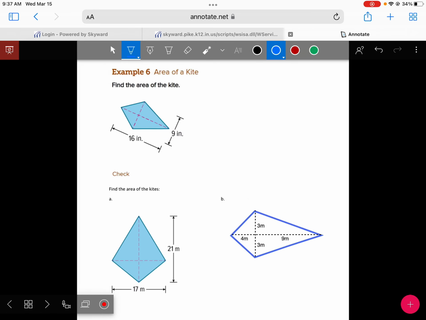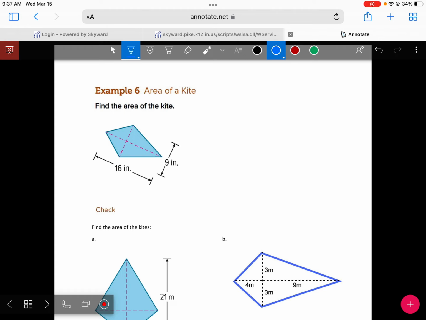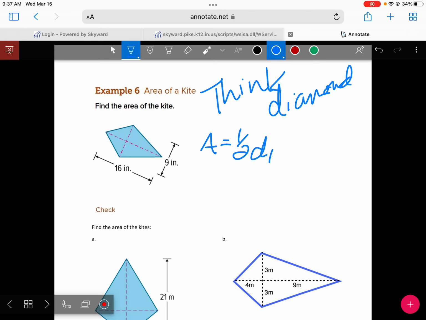All right. Area of a kite. Looks like a diamond. Think diamond. Okay. So area is 1/2 diagonal sub 1 times diagonal sub 2. So one is 16 and one is 9. Yep. So 1/2 times, let's make diagonal 1 be the 9. And let's make 16 the other one for diagonal 2.